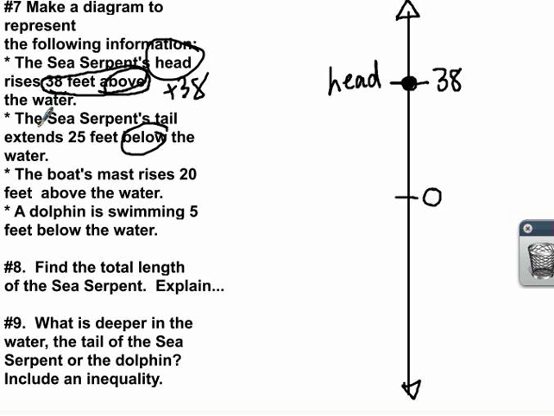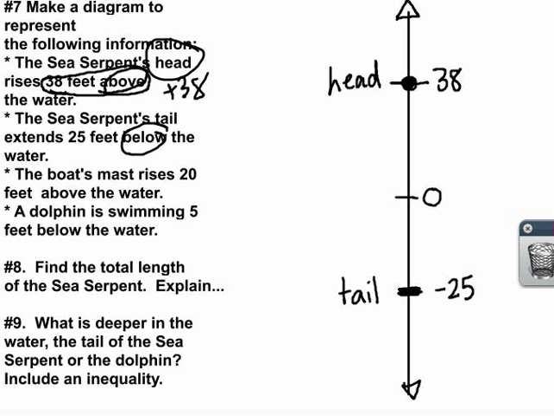The next one says the sea serpent's tail extends 25 feet below the water. 25 feet below. Well, let's put 25 around here. And in fact, because it's below, it's negative 25. So the tail would go here.